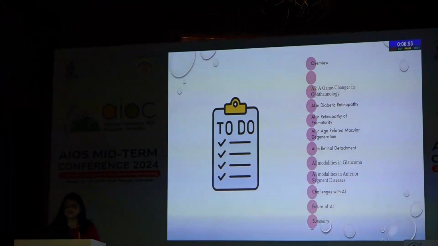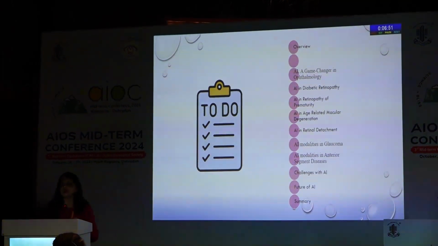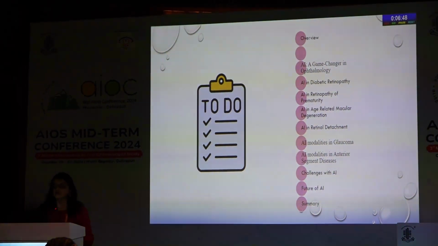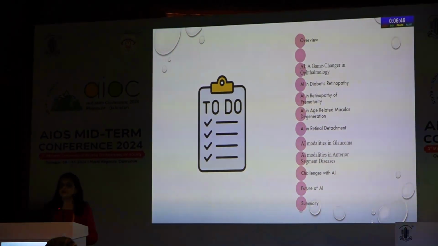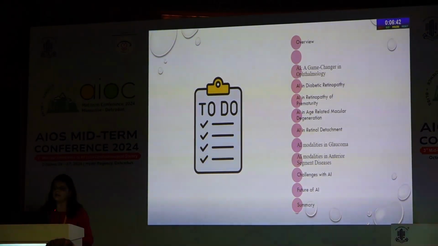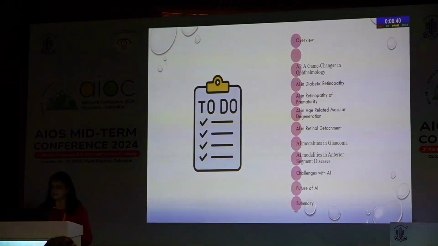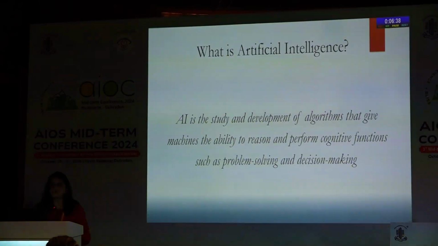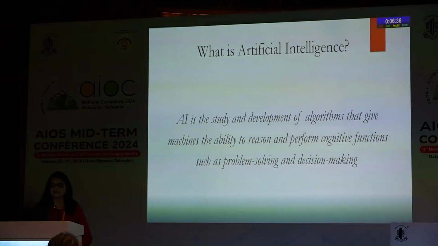So in this presentation, I'm going to give you a little overview, and then AI as a game changer in ophthalmology and in various aspects like diabetic retinopathy, ROP, ARMD, RD, in glaucoma, anterior segment disease, and so forth. So what is artificial intelligence? It's the study and development of algorithms that give machines the ability to reason and perform cognitive functions such as problem solving and decision making.